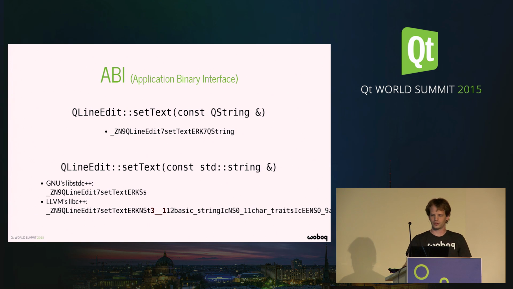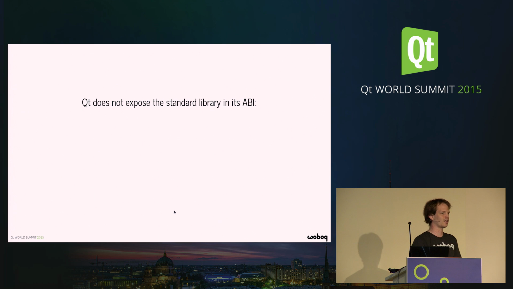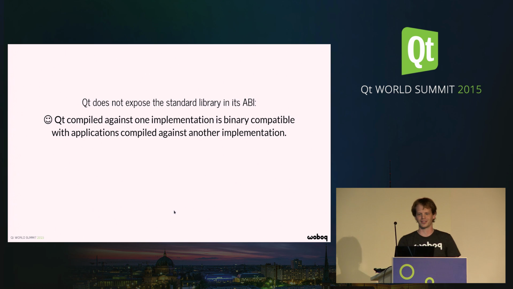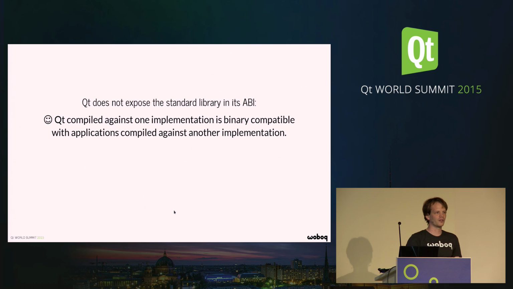So Qt chooses not to have the standard library in its ABI. The reason is that if you compile Qt against, say, the Clang library, you have a binary of Qt, you can still compile your own application with the GNU library and the other way around, and it's still going to work all together. So that's the reason why Qt decided not to use the standard library in its ABI, and that basically means its public functions, in a way.